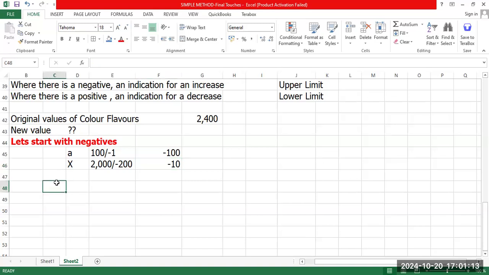So what you're going to do is to get the original value, which is 2,400, then plus 10. What do you get? 2,410.